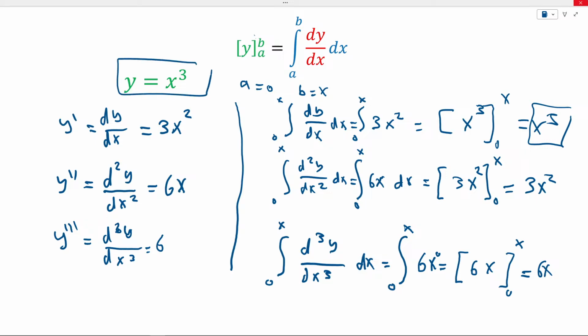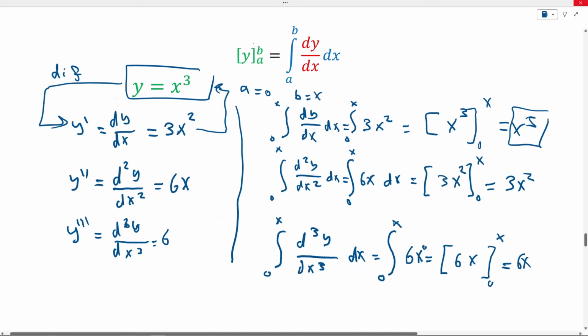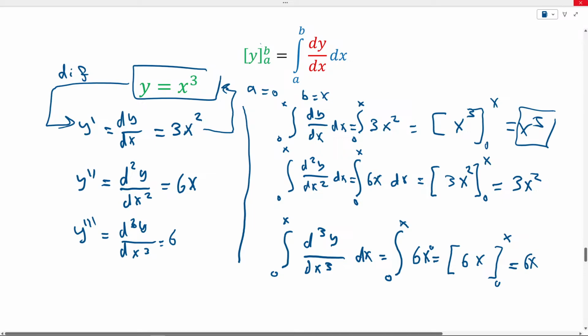So what did I do here? Let me write it down. I found the derivative of this guy. If I integrated the derivative of this guy, I will get this guy back. So here is my original function. I differentiate it, I get the derivative. If I integrate it, I'll get my function back. This is called the fundamental theorem of calculus.